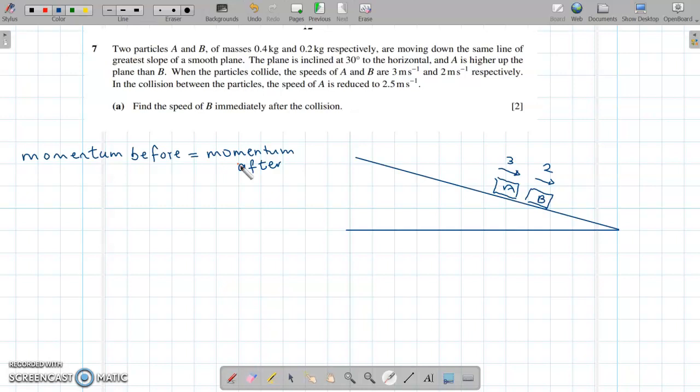So momentum is mass times velocity, so we've got momentum of A plus momentum of B. The mass of A is 0.4 kilograms, mass of B is 0.2 kilograms. So momentum before is 0.4 times 3 plus 0.2 times 2. After the collision, the momentum of A will be 0.4 times 2. The new speed is 2, so 0.4 times 2. The momentum of B will be 0.2 times, we'll call it V.